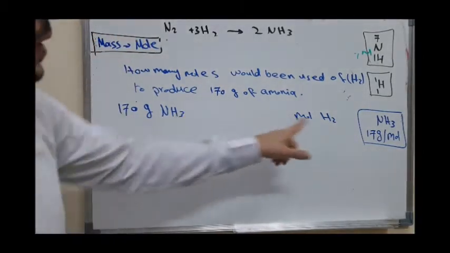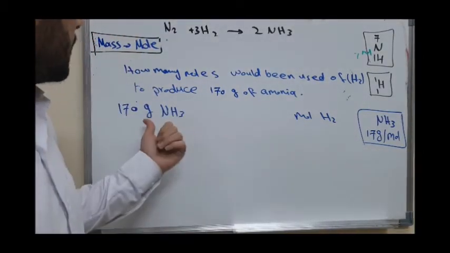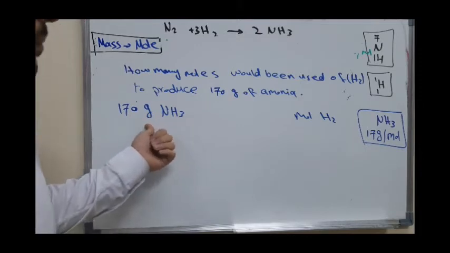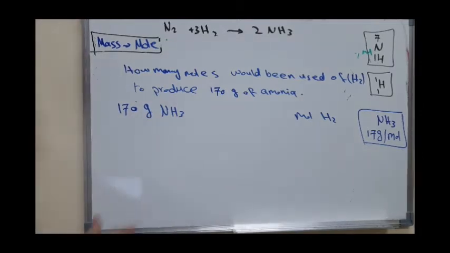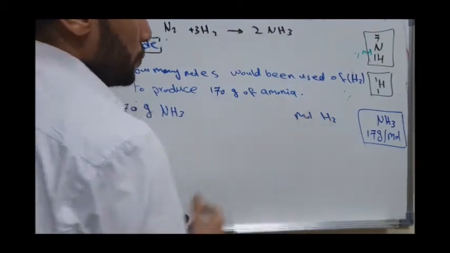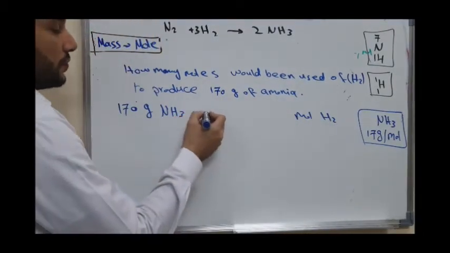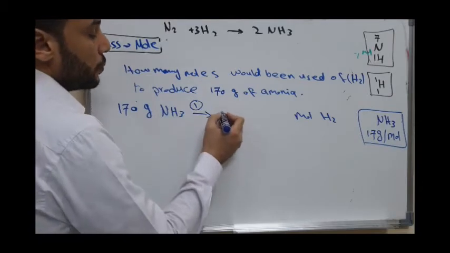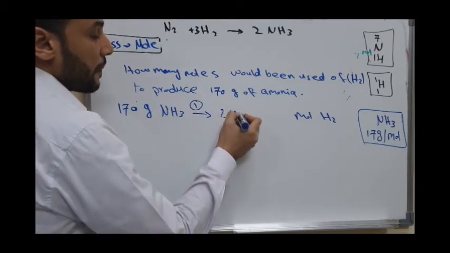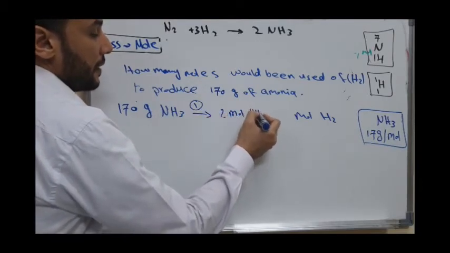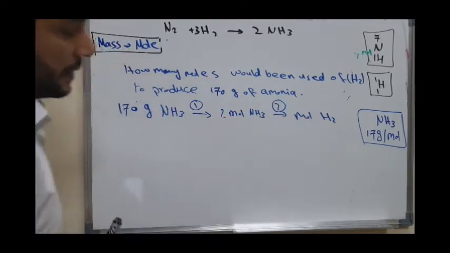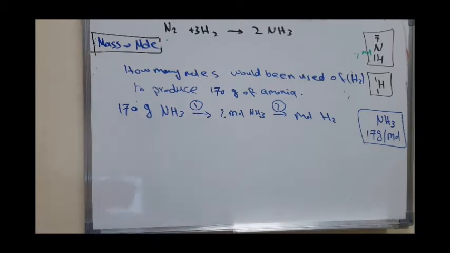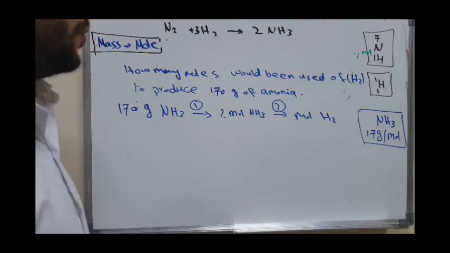So to get the moles of hydrogen, we can't get it directly from the mass of ammonia. But if we convert the mass of ammonia to moles of ammonia, then we can use the moles of ammonia to calculate the moles of hydrogen. So first step, we calculate how many moles of ammonia are in the chemical reaction, and then we use the moles of ammonia to calculate the number of moles of hydrogen.